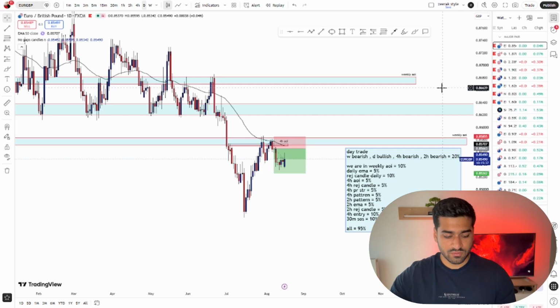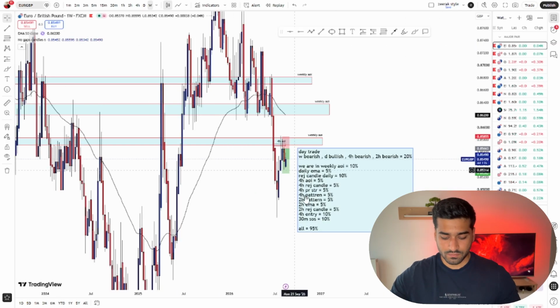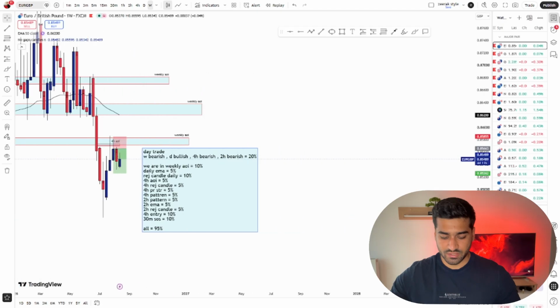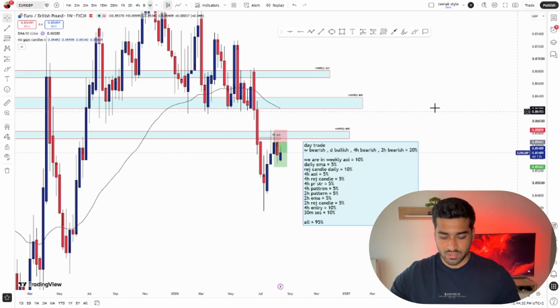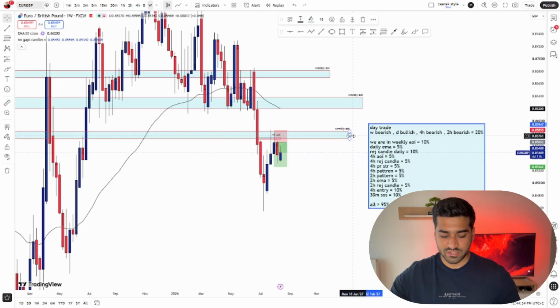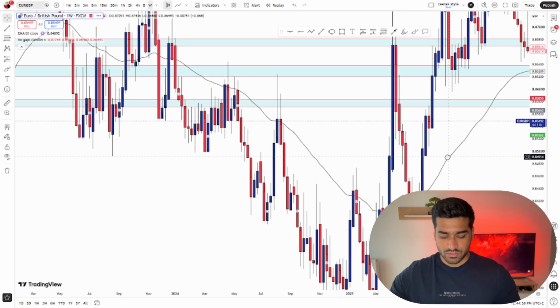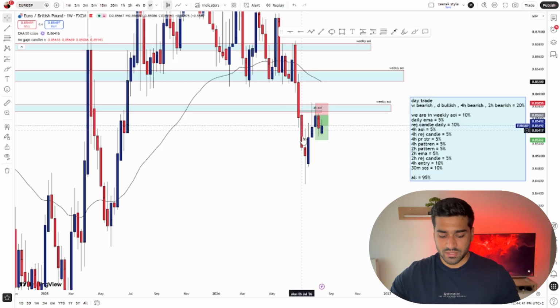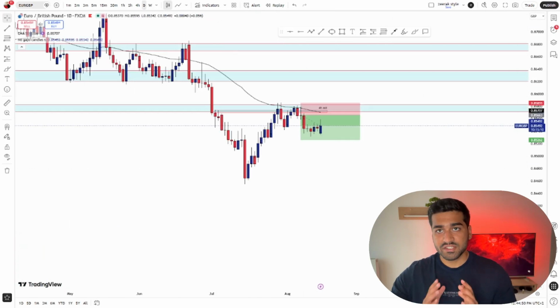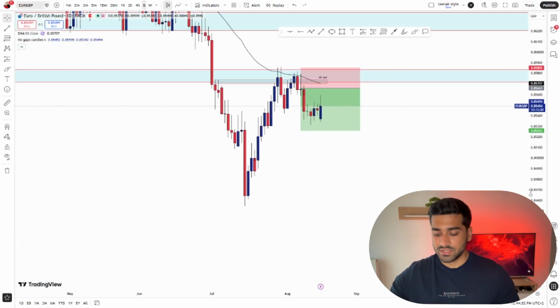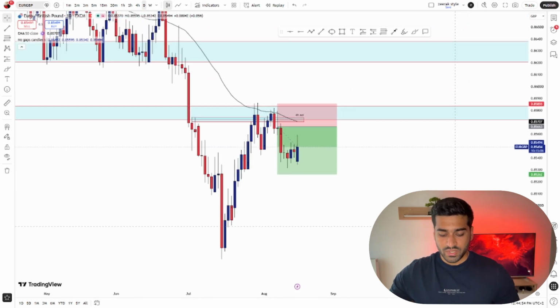So the first one is Euro GBP. If I come to the weekly, you can see, guys, we are coming to this weekly area of interest because we have three touches in this weekly area of interest. The weekly has already come here and it did give me this weekly bearish engulfing candlestick. But before that, because I was interested in this pair last week, I'm already in this trade.